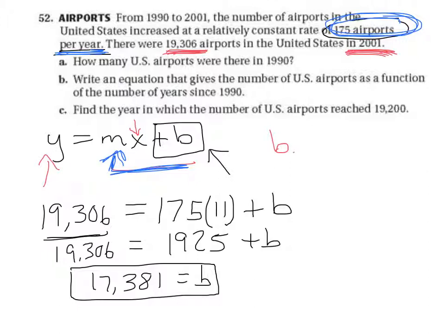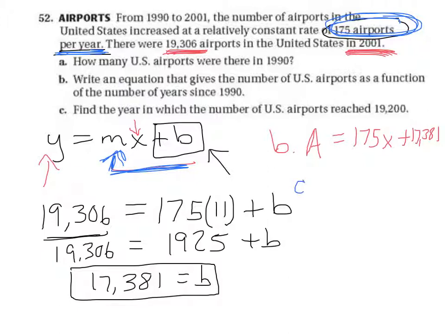So for B, it's asking you to write an equation that gives the number of U.S. airports as a function of the number of years since 1990. So the number of airports, we can call it A, we can call it Y, it doesn't matter. I'll use A. The number of airports changes 175 every year since 1990. And it began in 1990 with 17,381. So there you have it.